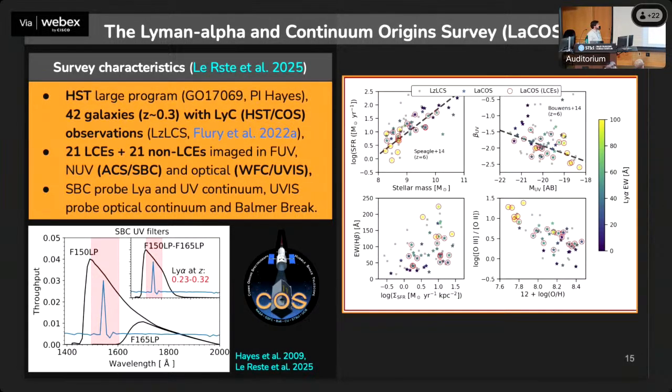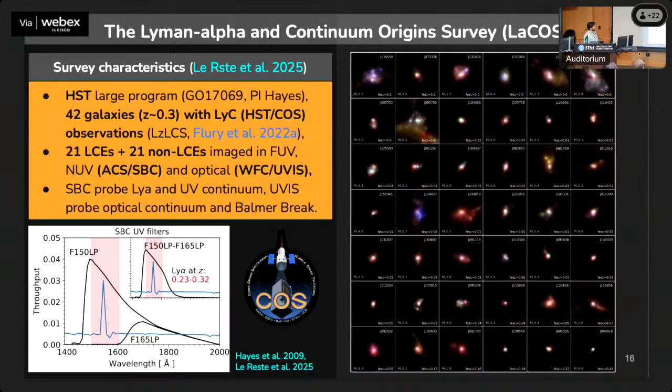So the properties of our LaCOS galaxies resemble the properties of high redshift galaxies. They lie on the scaling relations of galaxies at the epoch of reionization, so they are really analogs to cosmic reionizers. And this is how they look. These are the color composites using the UV filters. We see pretty compact galaxies down here. We have some disk-like structures, some irregular dwarf galaxies, some multi-clump galaxies. So the LaCOS sample is really diverse, not only in terms of morphology, but also in terms of galaxy properties.